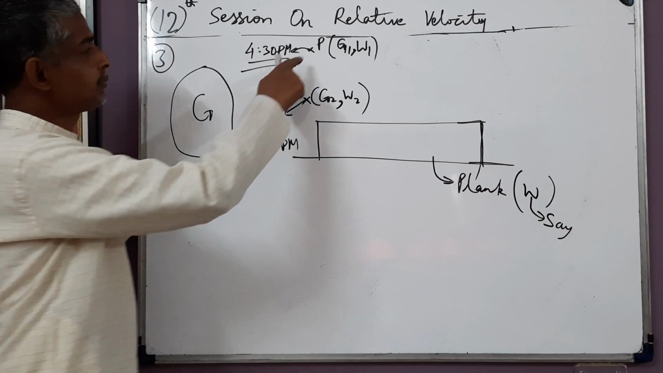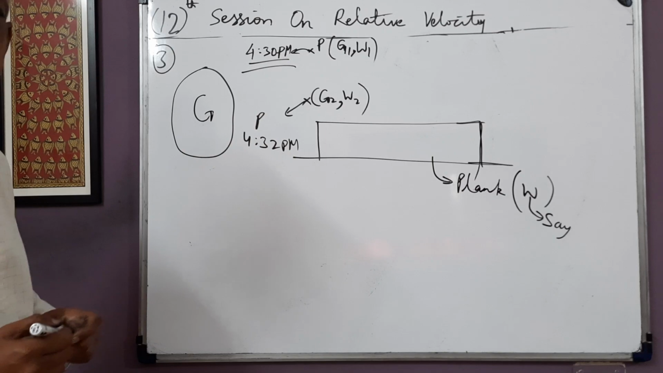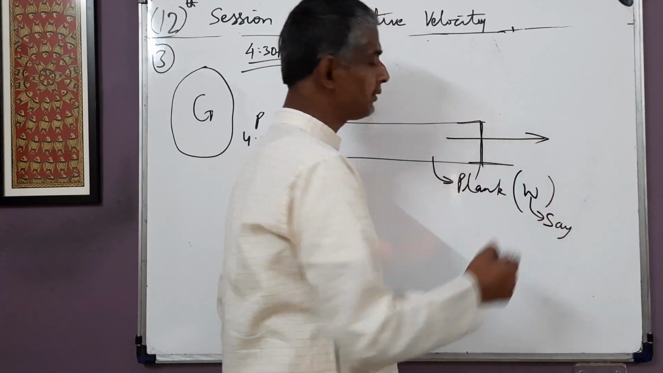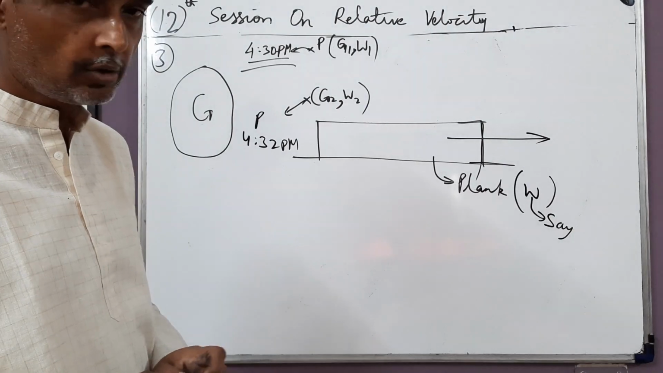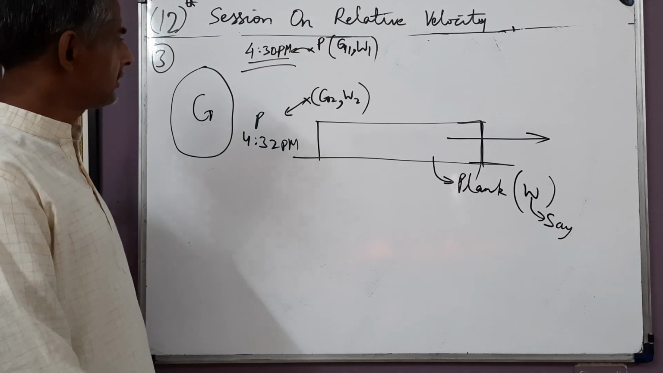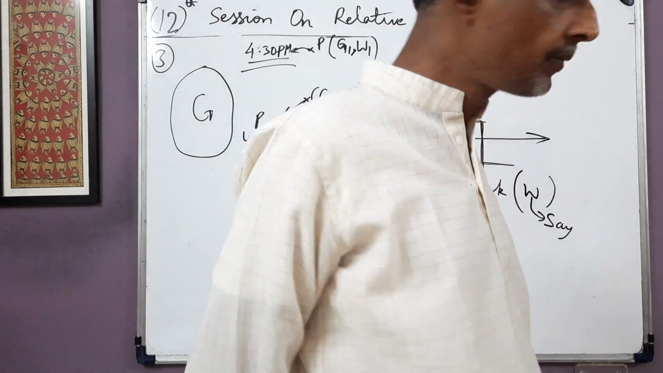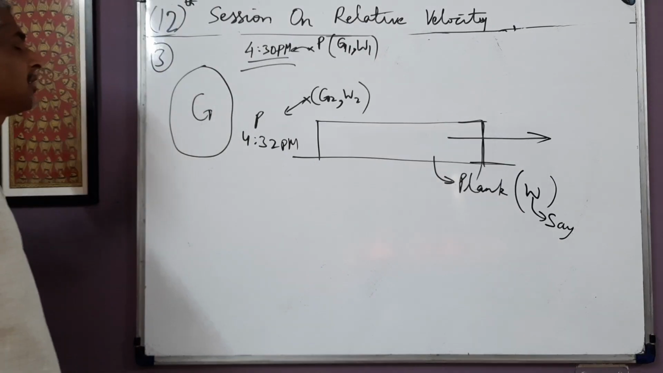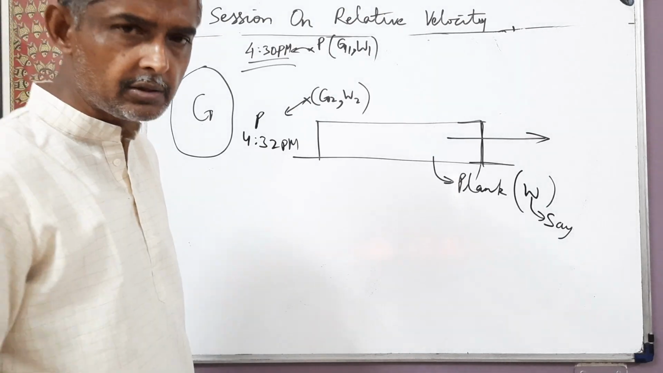Point P here is G1 W1 at 4:30 p.m., and this is G2 W2 at 4:32 p.m. We are drawing the diagram from the ground, and it is given that the plank moves rightward with respect to ground. This arrow means that the plank moves rightward with respect to ground. Now what we have to do is find the displacement of P in both frames, ground frame and plank frame, in the time interval 4:30 p.m. to 4:32 p.m. First we find the displacement of P with respect to ground in this interval, and then with respect to the plank in this interval.